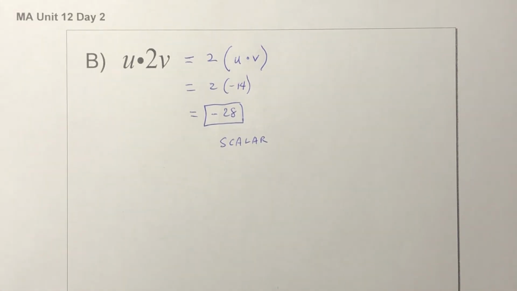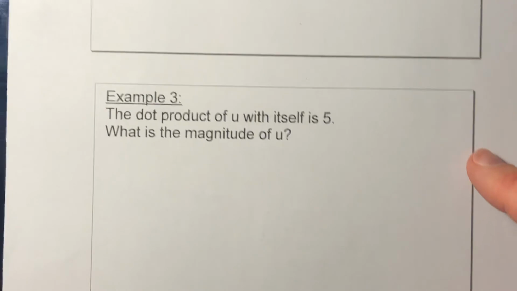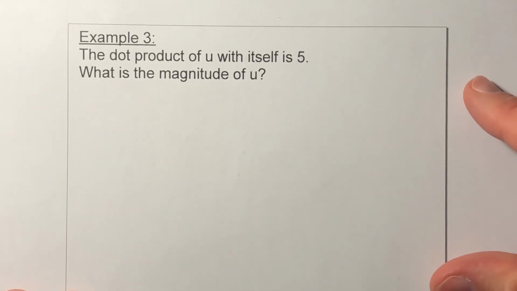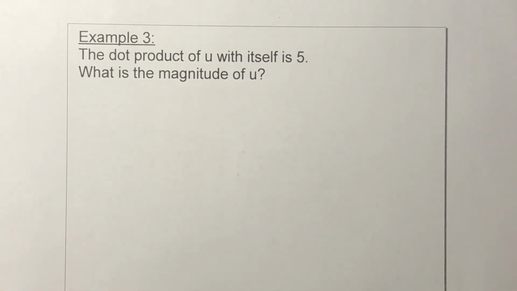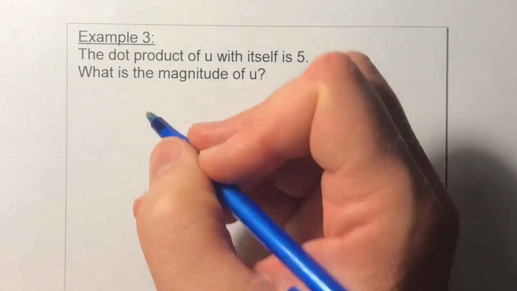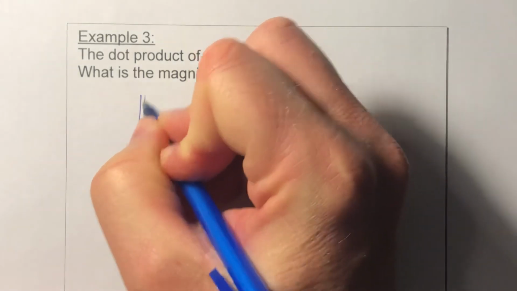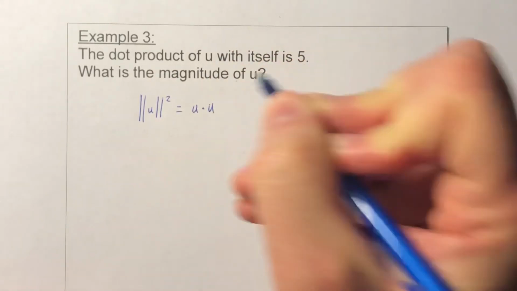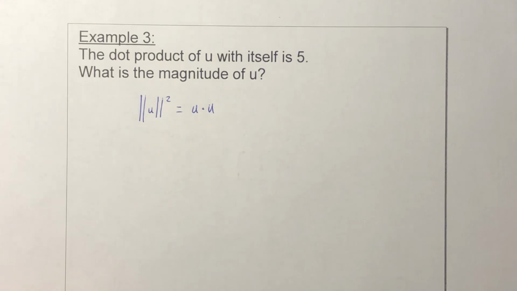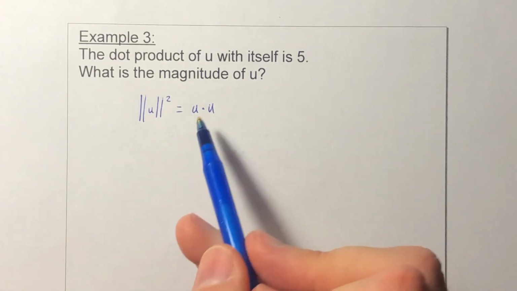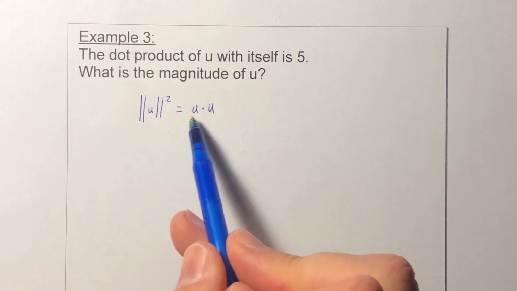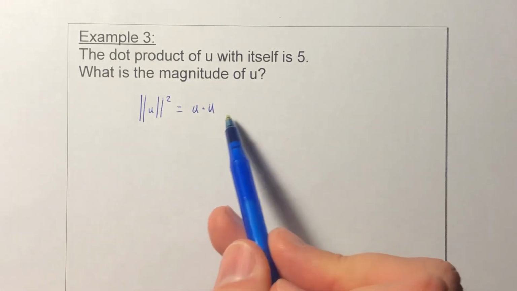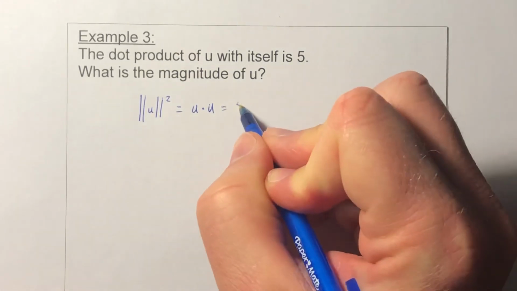All right, example 3. The dot product of u with itself is 5. What is the magnitude of u? If you recall from one of our properties, if we take the product of u with itself, u times u, it would give us the magnitude of u squared. Well, that is equal to 5. That's what we're told here.